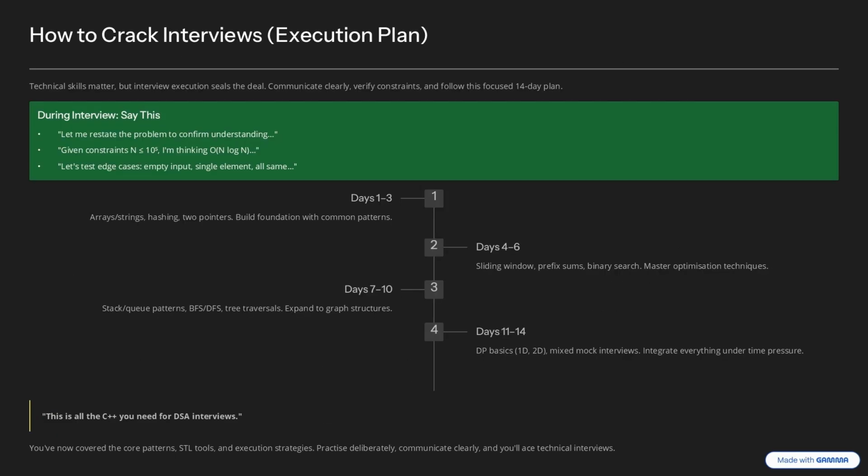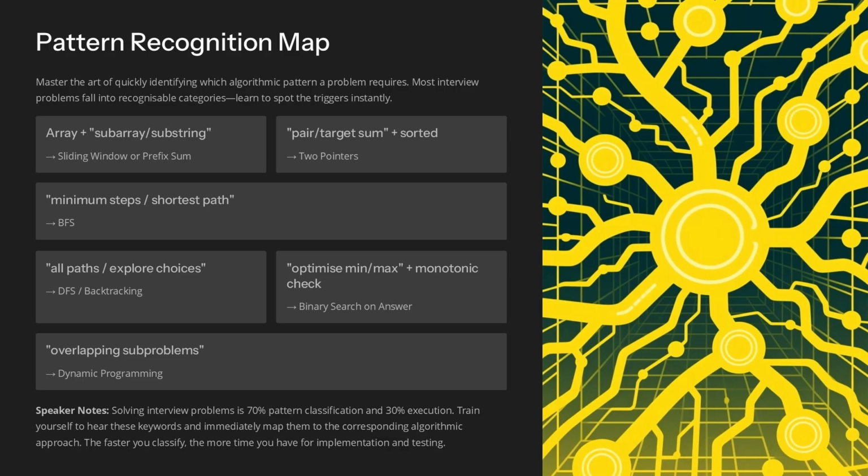Now let's talk execution. During the interview, say things like, "Let me restate the problem. Constraints suggest this complexity. Let's test edge cases." Then follow a simple 14-day plan. Arrays and hashing first, then sliding window, prefix sums, binary search, then stacks, queues, BFS, DFS, trees. Finally, DP and mixed mocks. Structure beats panic. This is your pattern recognition map.